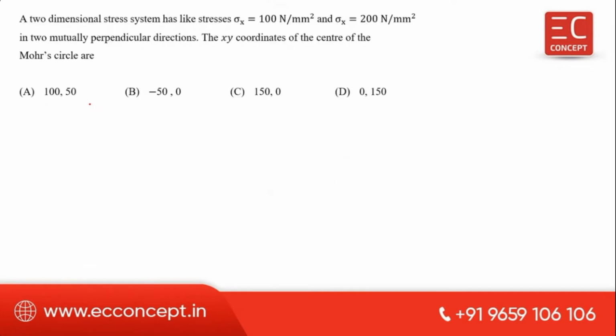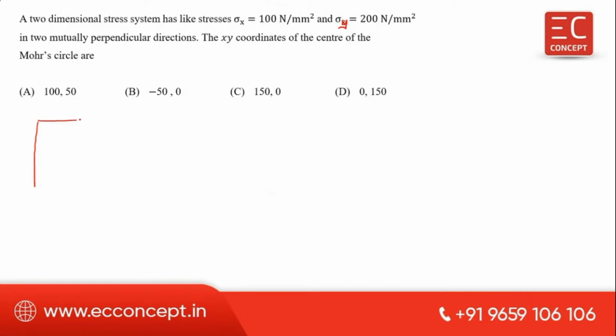Okay, now in a two-dimensional stress system there are like stresses sigma x, and another one is also sigma x, that is sigma y. Okay, there is a printing mistake, sorry. Sigma x, sigma y in mutually perpendicular direction. The coordinates of the center of Mohr circle.